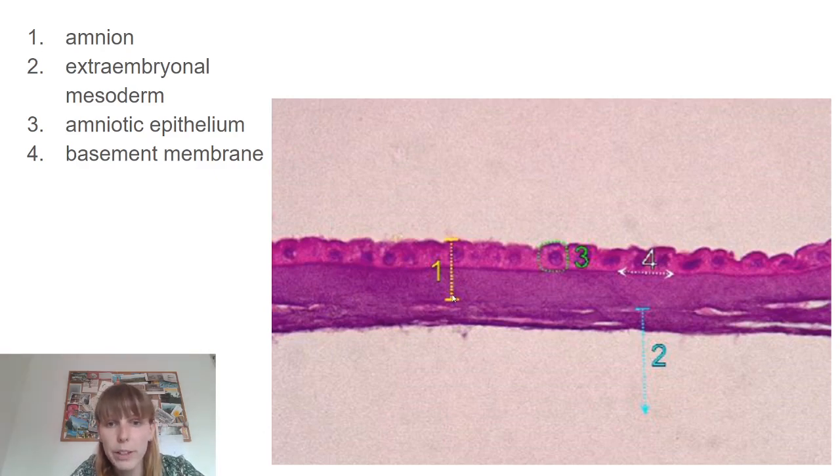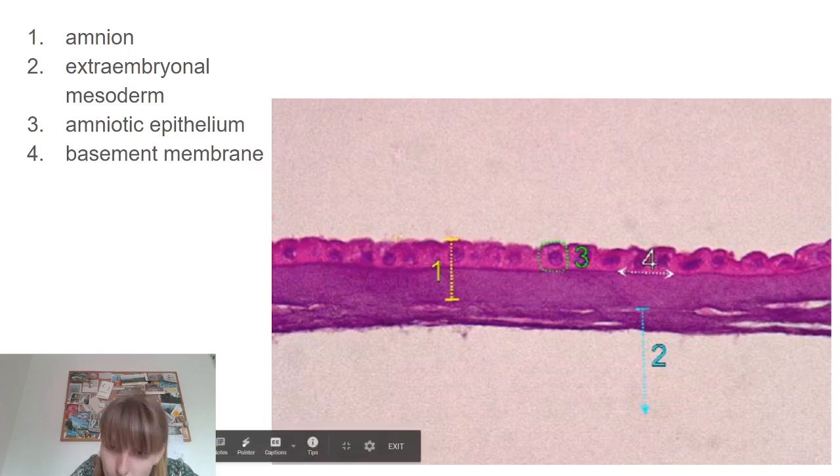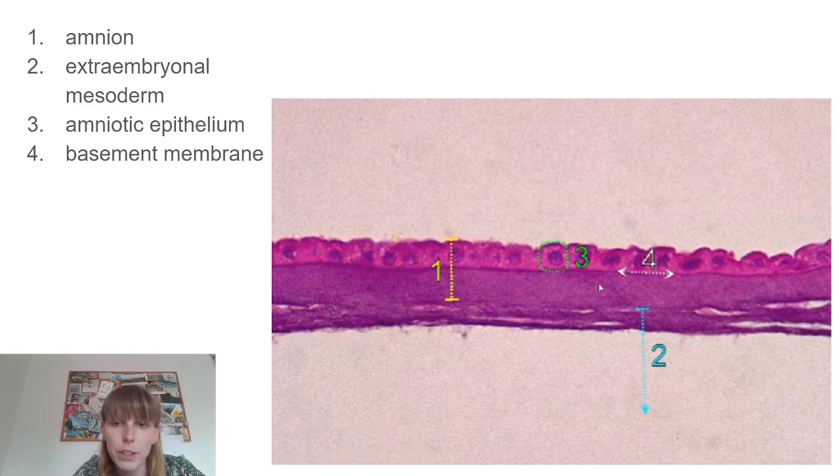So number 1 is amnion. So you have the epithelium, and then you have the extraembryonal mesoderm. So you have amniotic epithelium with basement membrane, and then from here down you have the loose extraembryonic mesoderm. And number 3 is just one cell of the epithelium. Number 4 is the basement membrane. So it's a little bit of connective tissue, and then you have the extraembryonal mesoderm.